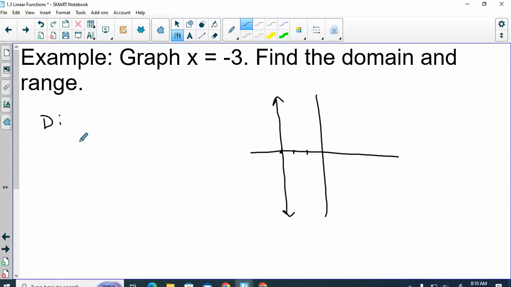Domain. I'm looking at my possible x values. As you go from left to right, the only thing we ever hit is -3. Since it's just a single value, we can't write that as an interval. So you could put it in the solution set if you wanted. -3 is the only x value. Range, what y values do we hit? Negative and positive.